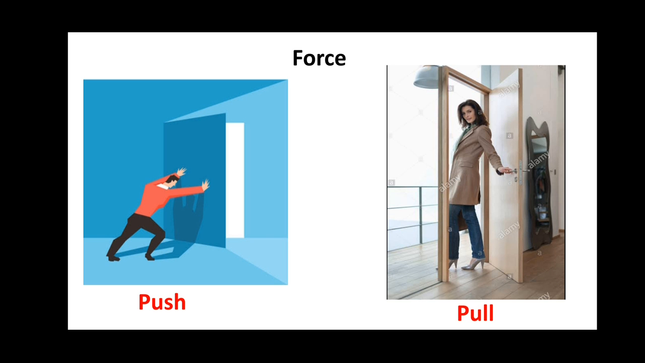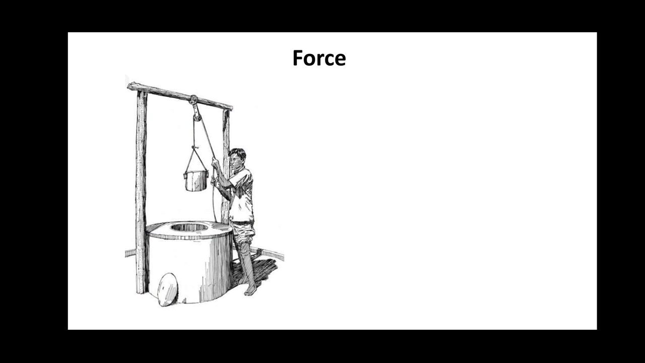Sixth example is drawing a bucket of water from a well. While drawing a bucket of water from a well, the bucket with the water is moving towards us as a result of interaction between our hands and the rope to which the bucket is tied. So, it is an act of pull. This act of push or pull caused due to an interaction is called force.